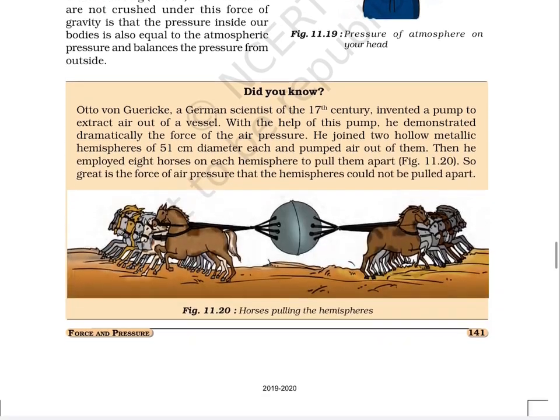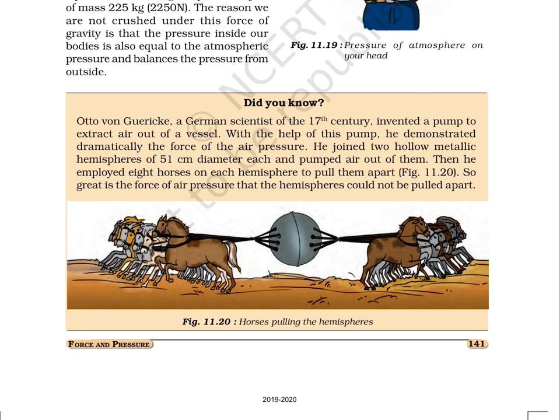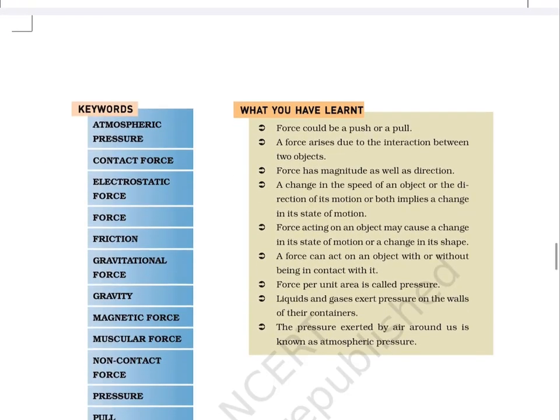Did you know Otto von Guericke, a German scientist of the 17th century, invented a pump to extract air out of a vessel? With the help of this pump, he demonstrated dramatically the force of the air pressure. He joined two hollow metallic hemispheres of 51 centimeter diameter each and pumped air out of them. Then he employed 8 horses on each hemisphere to pull them apart, as shown in figure 11.20. So great is the force of air pressure that the hemispheres could not be pulled apart. Figure 11.20. Horses pulling the hemispheres.